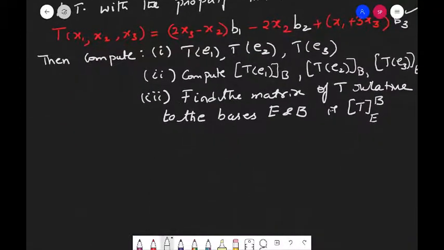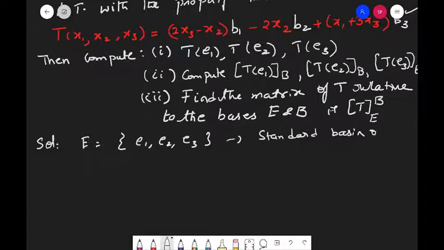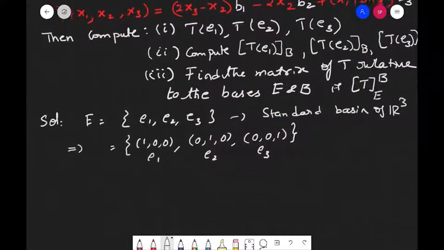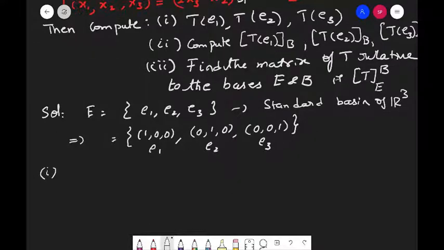So what is given to you here is E is equal to the set containing E1, E2, E3. This is the standard basis of R3. So what is the standard basis of R3? This is equal to E1 means 1, 0, 0, E2 means 0, 1, 0, and E3 means 0, 0, 1. This is the standard basis. Now we have to find out the first point, to find T of E1, T of E2 and T of E3.